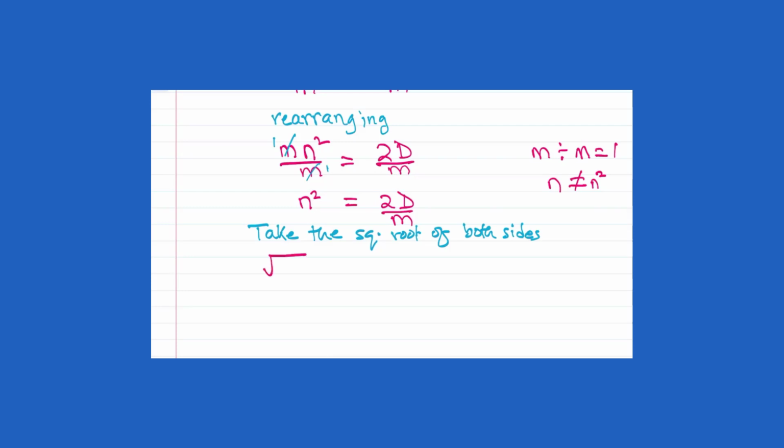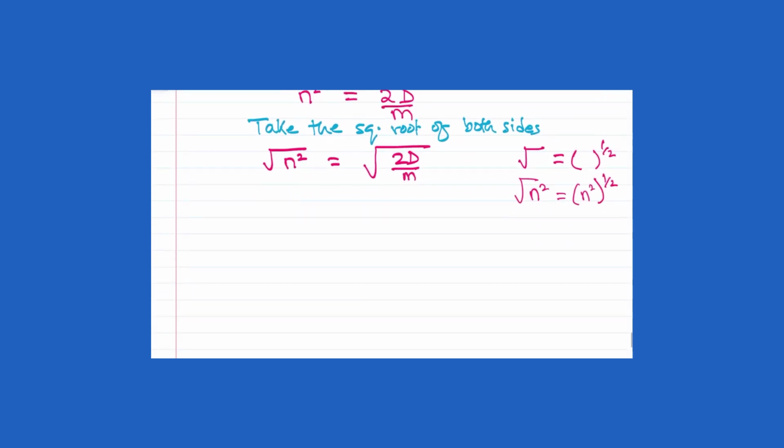This becomes square root of n squared and square root of 2d over m. So when we do that, what becomes of that? Here, this square root, from your study of powers and roots, is a raised to the power of half. So the square root of n squared will be n squared to the power of half. Remember this rule where we have a raised to power m and 1 over n, and that gives us a raised to power m over n.